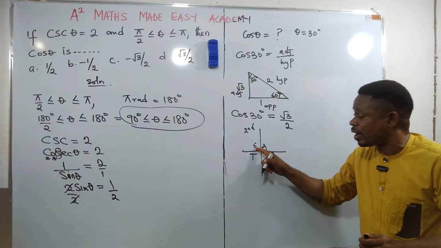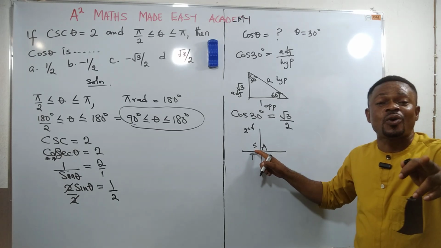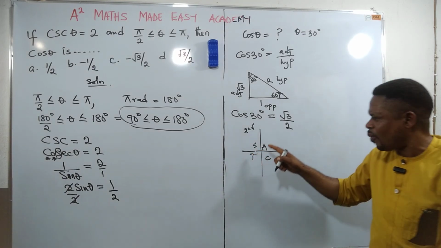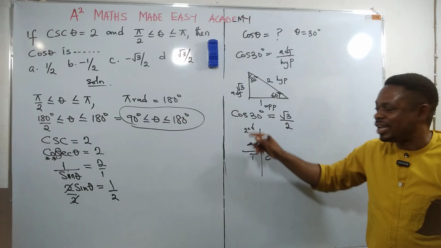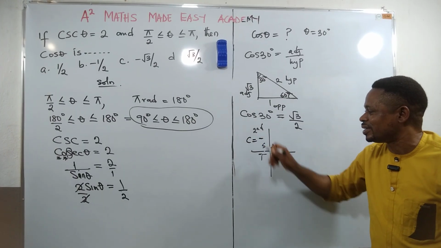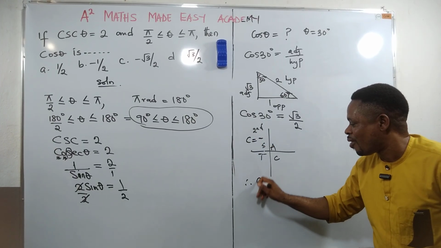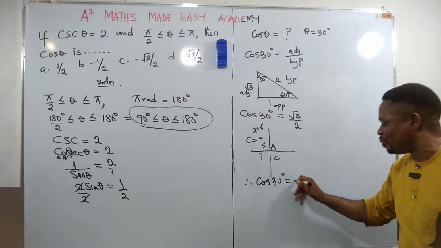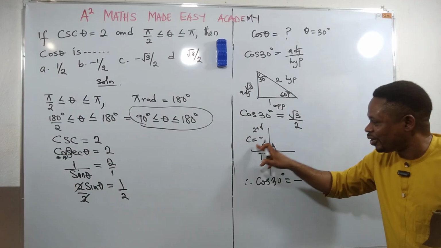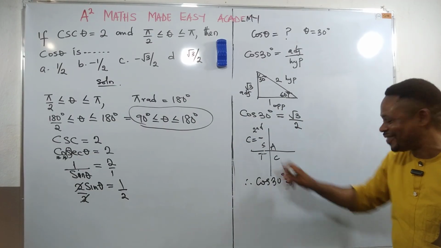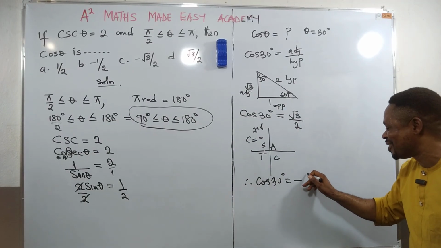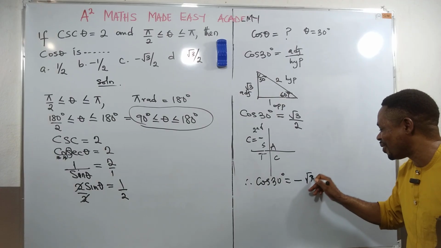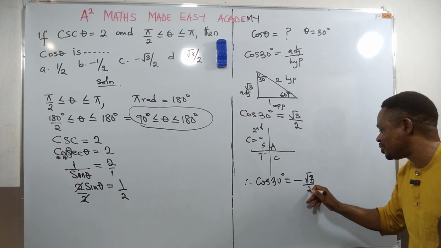In the second quadrant, we are dealing with x, and sine theta is positive. But here we are dealing with cos, which means cos here is negative. Therefore cos 30 degrees is equal to minus, because under the second quadrant, cos is negative. I will now say minus square root 3 over 2, and that is the answer.